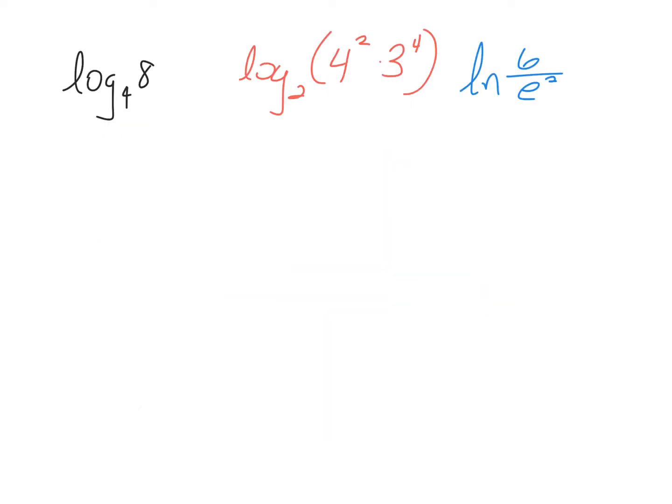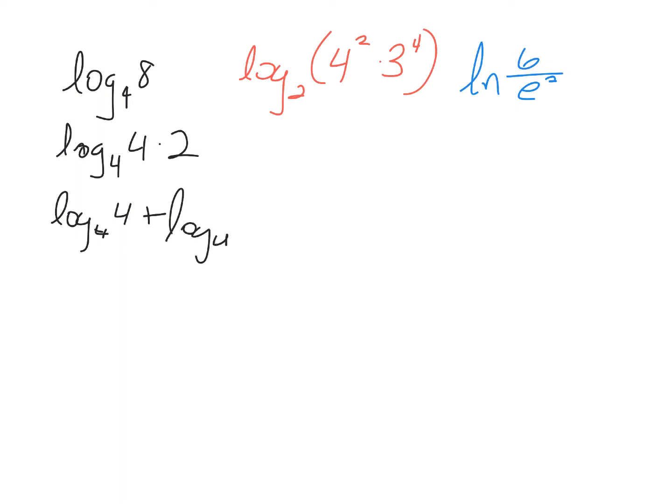So here we have three different examples where we can use our properties in order to solve. First one here on the left in black, we have log base 4 of 8. I can change this to log base 4 of 4 times 2, right? Because 4 times 2 is 8. And then if I expand it, log base 4 of 4 plus log base 4 of 2. Log base 4 of 4 is 1, so that works out nicely, huh?